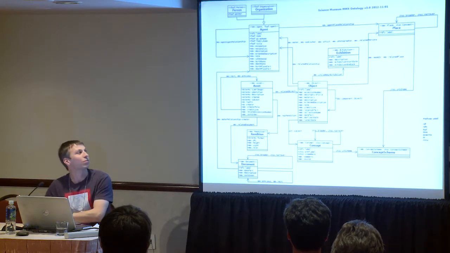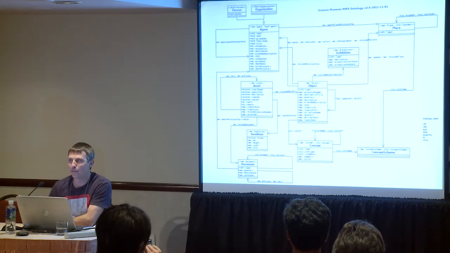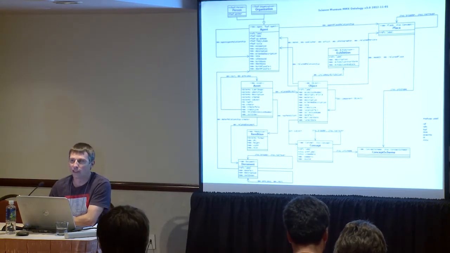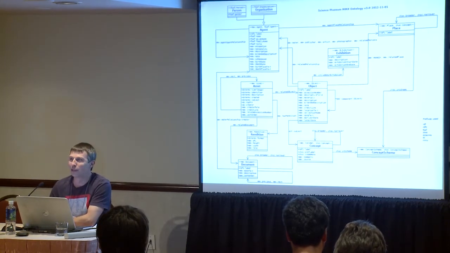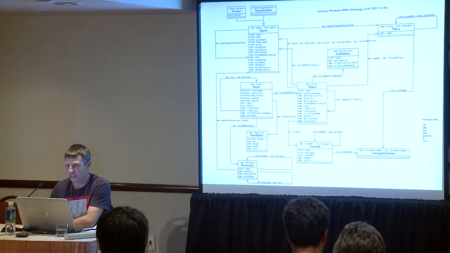What did we get out of it? We got something that looked a bit like this. This is the data model as it stands at the moment. I'll be coming back to that and zooming in a bit because I realise it's very hard to read.